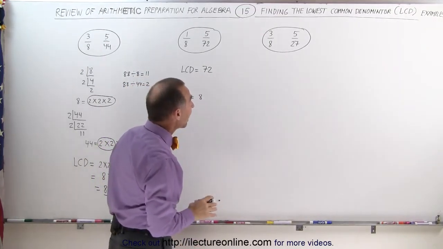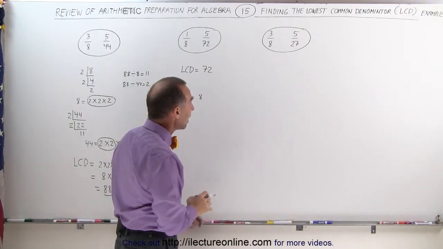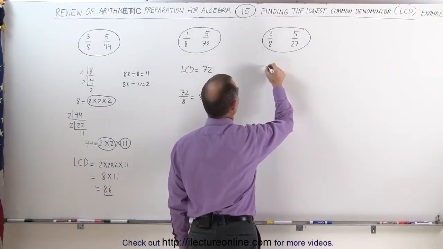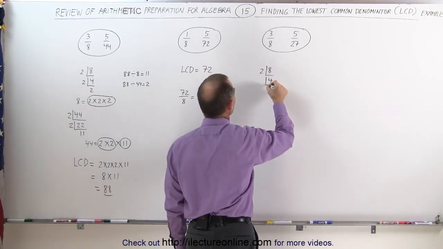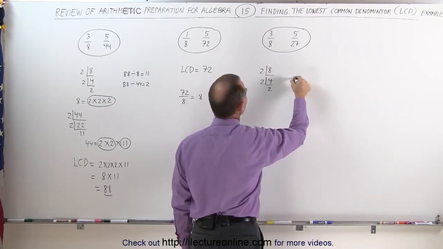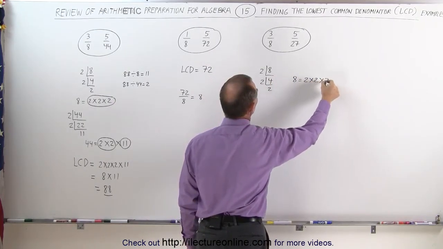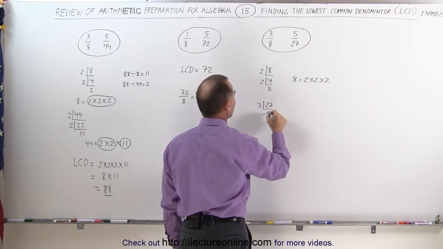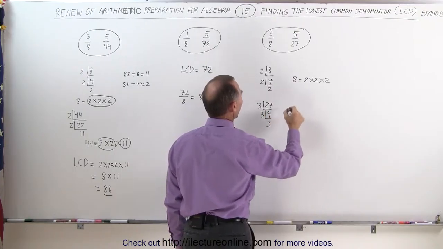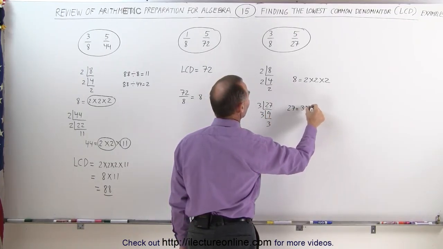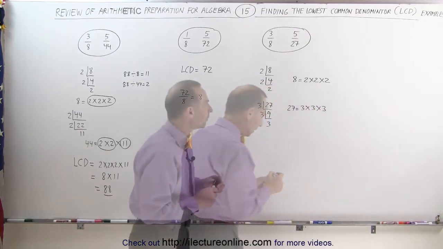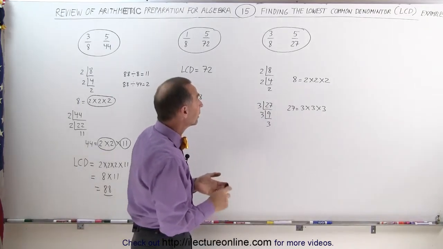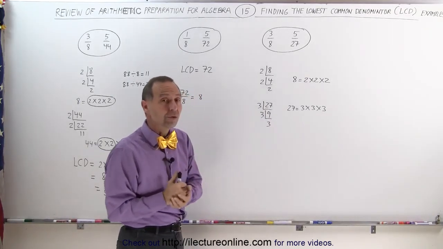On the next example, we have 8 and 27 as denominators. Notice that 8 can be written as, if we divide 8 by 2, we get 4, divide 4 by 2, we get 2, which means that 8 can be written as 2 times 2 times 2. If we do the same with 27, 27 is divisible by 3, which gives me 9, divisible by 3, which gives me 3, or 27 can be written as 3 times 3 times 3. Even though 8 and 27 are not prime numbers, the LCD is still the product of the two denominators.